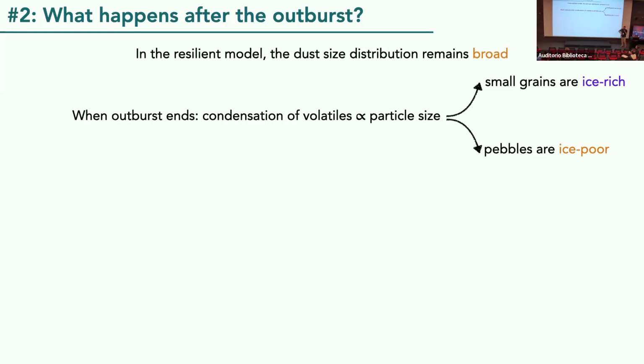And if you have a broad size distribution, after the outburst, when water vapor can condense back, it's going to do so depending on the surface area of the dust particles. And small grains dominate that. So small grains are going to be pretty damn icy. And pebbles, which are the planetesimals' building blocks, are going to be pretty ice poor.